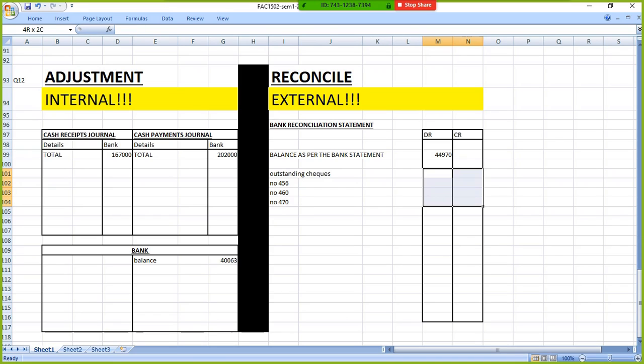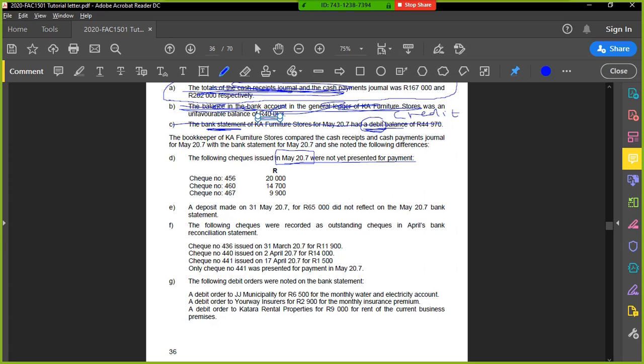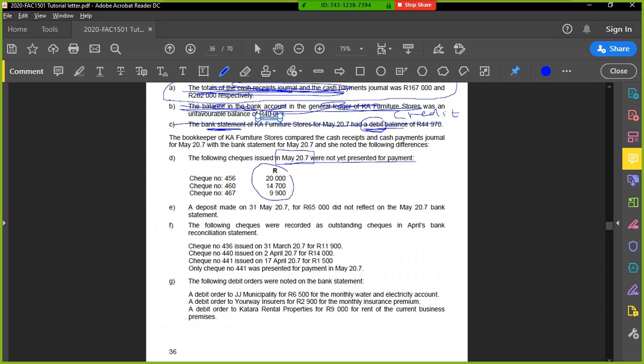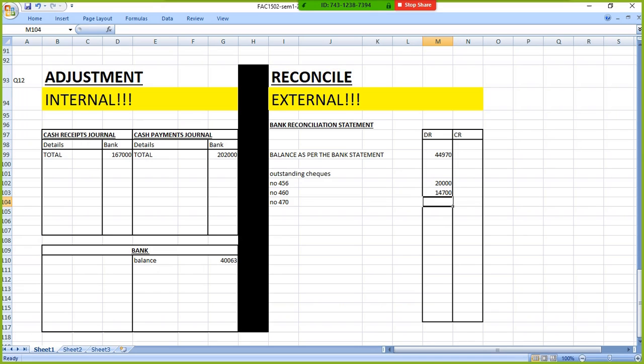Okay, debit or credit, which side? If they're outstanding, you're waiting for them to go through your bank account. Which side of the account would they go on? Debit. Good. 2014-700. 9,900. Sorry, why does it go on the debit side again? Because it's the opposite. It's the opposite because it's a payment, isn't it?